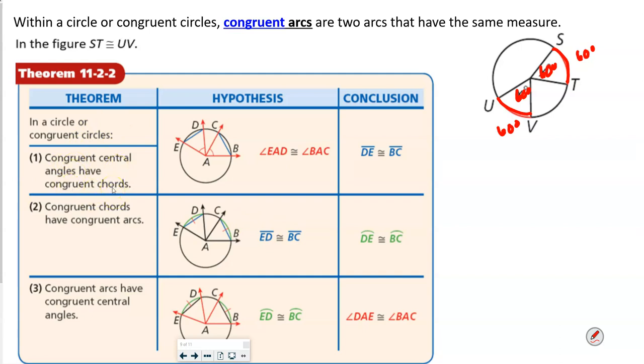So notice here, if we had up here drawn some chords, UV and ST, then these chords would have also been congruent, okay? So here we have the two central angles, angle EAD and angle BAC, are congruent. So that means their corresponding chords, DE and BC, are congruent. So we can say that these chords are congruent because the angles are congruent.